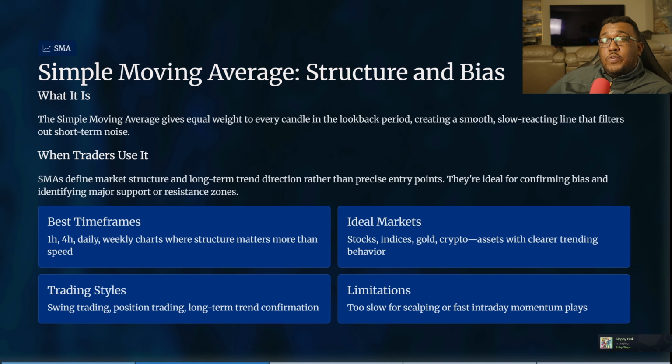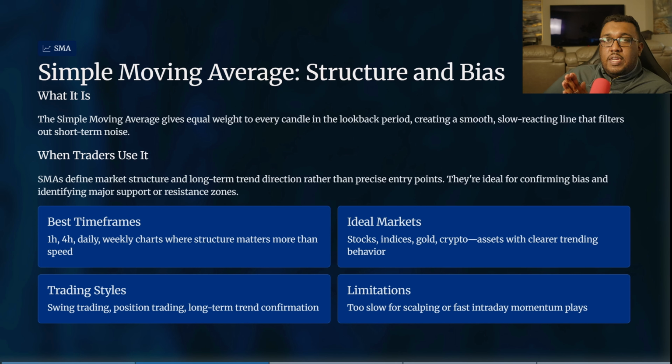So let's start off with the easy one here that all of you guys already know, your basic simple moving average, your default structure and bias. So what exactly is this, just in case you guys are new to trading? The simple moving average gives equal weight to every candle in the look back period, creating a smooth, slow reacting line that filters out short-term noise. When traders should use it, the simple moving averages define market structure and long-term trend direction rather than precise entry points. They are ideal for confirming bias and identifying major support and resistance zones.